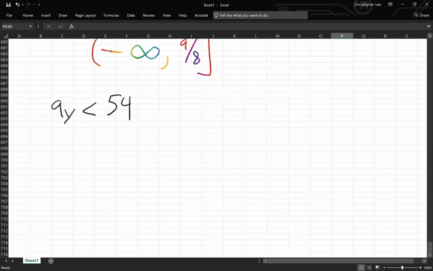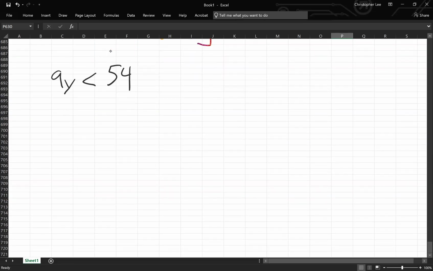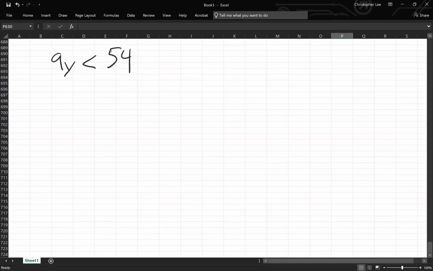All right, let's look at this one. So I have 9y is less than 54. I want to get y by itself, same thing as we did last time. So I'm going to divide by 9. Well, you have to be fair. What I do to one side of the equation, I have to do to the other side. So now I have y is less than, what's 54 divided by 9? 6. Okay.